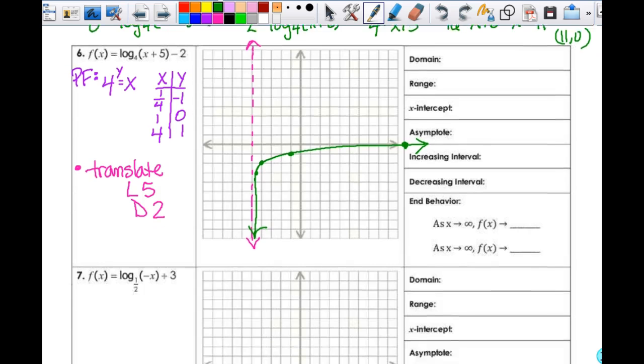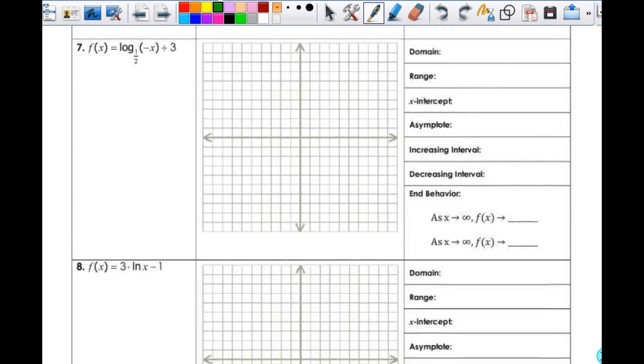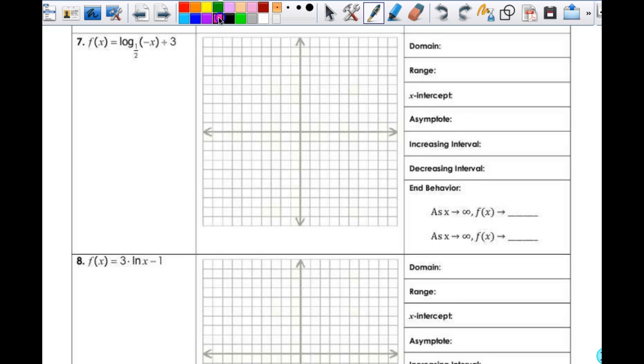So let's look at the next one. So we're going to get 1/2. So my parent function is 1/2 to the y power equals x. And if I have a fraction, I need to put it in parentheses. Otherwise, it looks like just the numerator goes to that exponent. So there's my x and my y. So negative 1, 0, and 1. So that'll give me 2, 1, and 1/2.